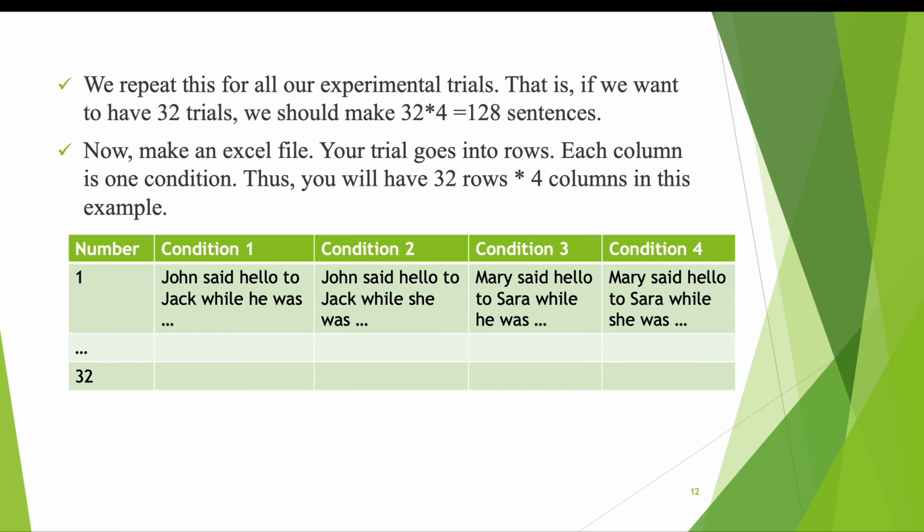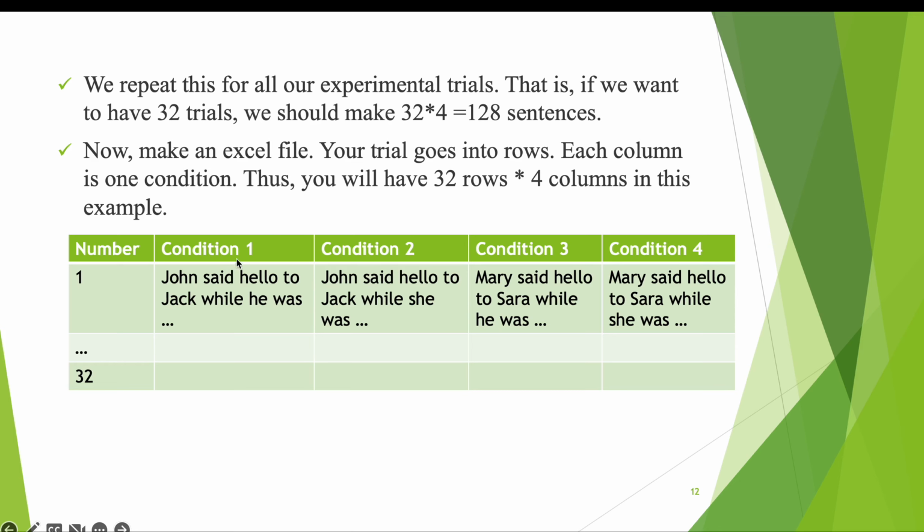But after we have created our sentences, we make an Excel file, which is very important. The rows in our Excel file are our trials. So each trial goes into a row. We have 32 trials, 32 rows, and then each column is one condition. As you can see, we have 4 columns plus 1 index column, so in total 5 columns. We have 4 columns of conditions.